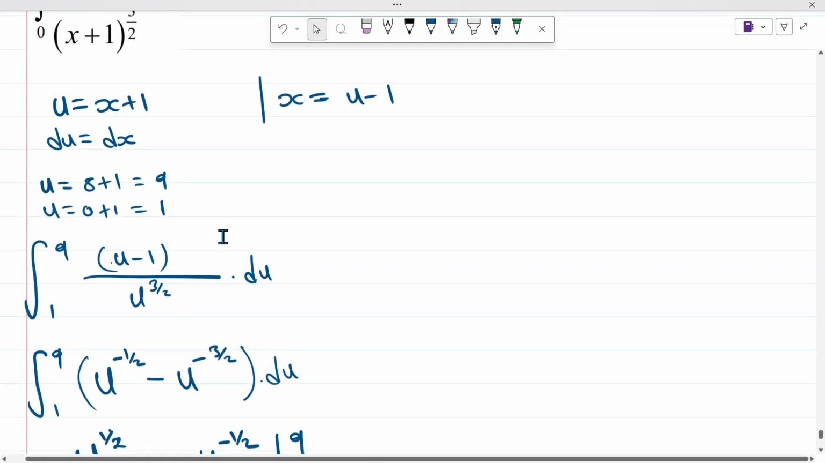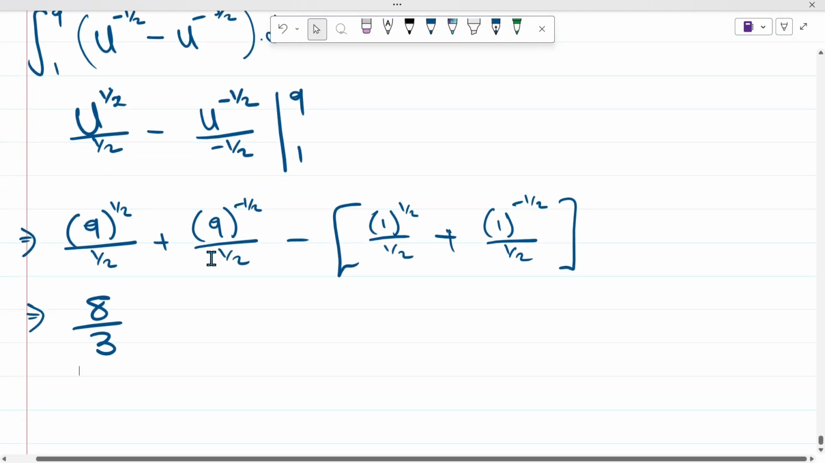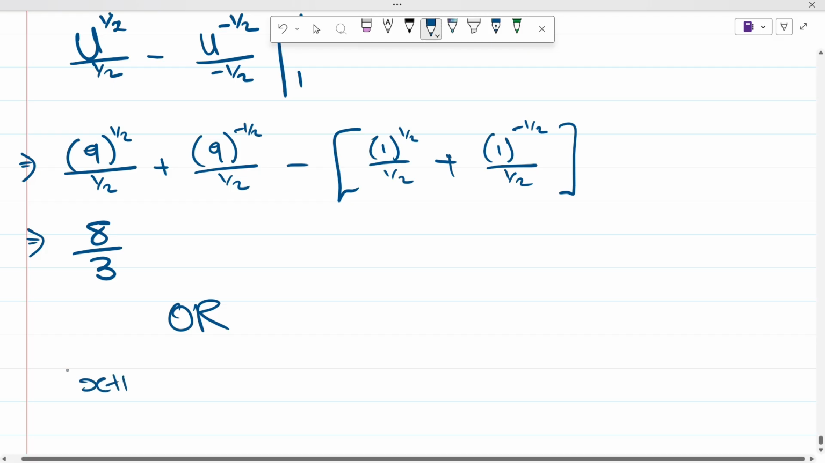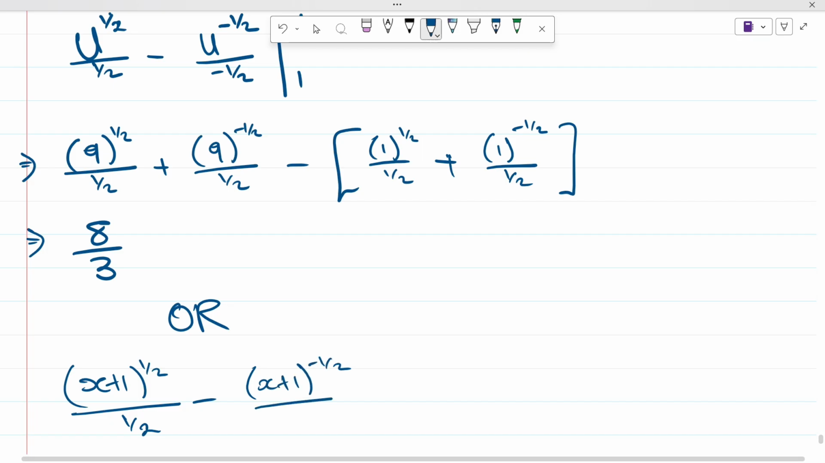You can also go about substituting x plus 1 back into here. So if x plus 1 is our u, then here you can say x plus 1 to the power of half divided by half, minus x plus 1 to the power negative half divided by negative half. You put your limits there. Your limits are going to be the ones for x, so 8 and 0. Then you will also get the same answer.